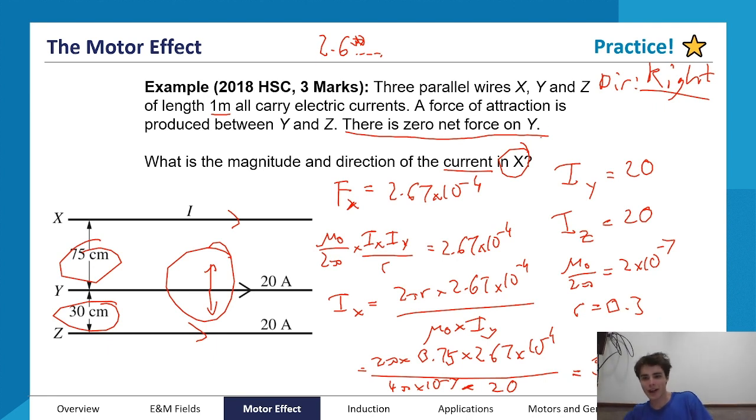And there we're done. We can combine these two parts of the answer together. We can say it's 50 amps moving to the right. But that right there is our current in x.